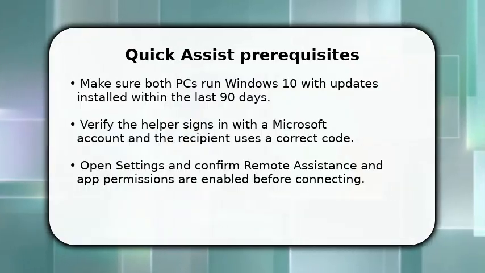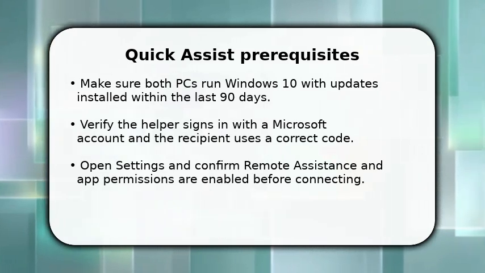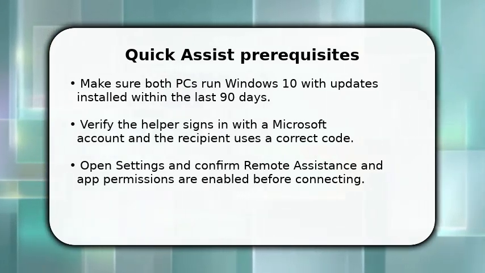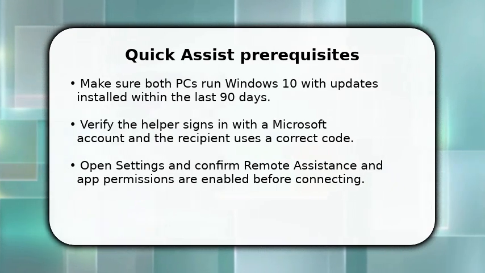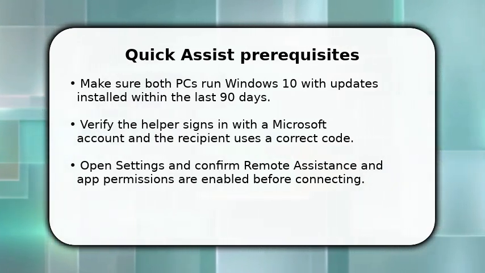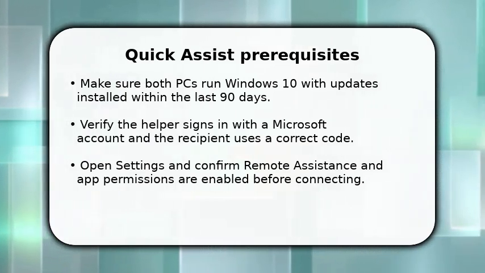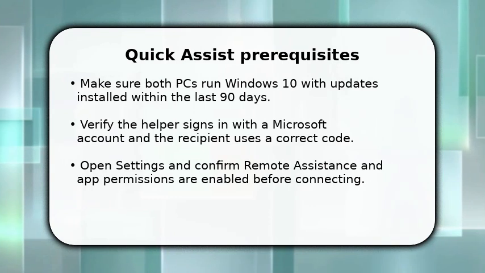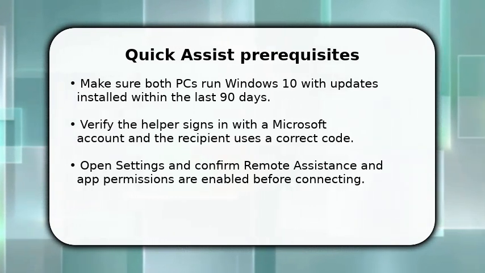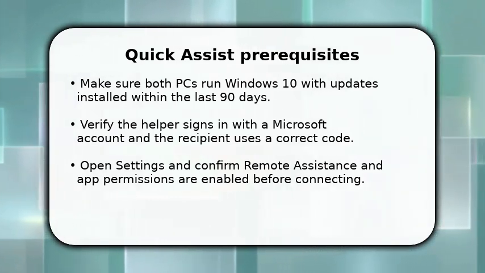Start by confirming system prerequisites for Quick Assist on Windows 10. Make sure both PCs run Windows 10 with updates installed within the last 90 days. Check that the helper signs in with a Microsoft account before starting any session. Verify the recipient uses the correct pairing code displayed in Quick Assist during the session.